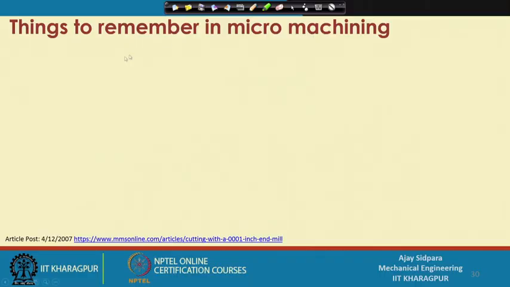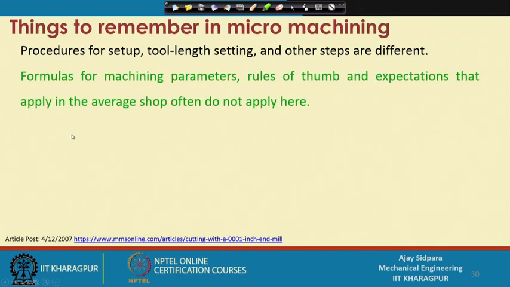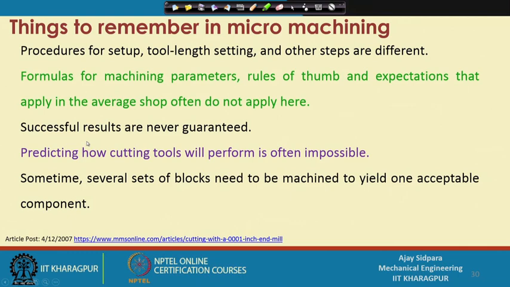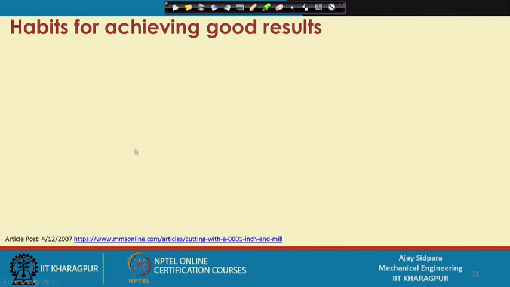In the last class we have seen what things we have to take care of when we are doing machining at a micro scale. This thing we have covered, and we have seen how micro machining behaves differently compared to macro machining or conventional machining. So, now what habits do we have to develop so that we can get good results? So, let us go step by step.